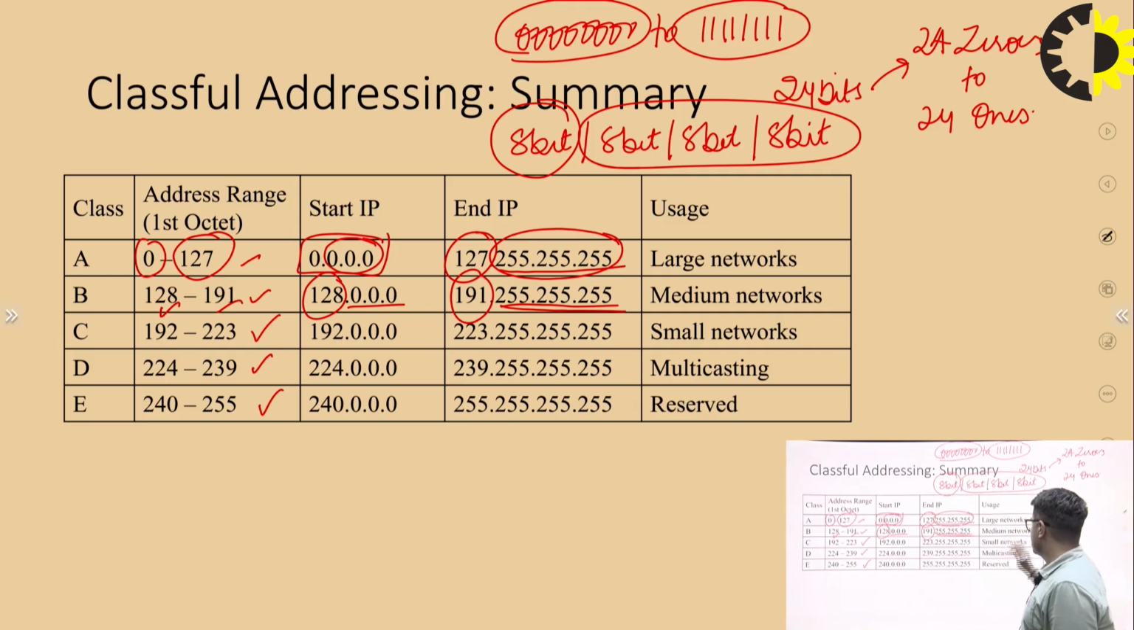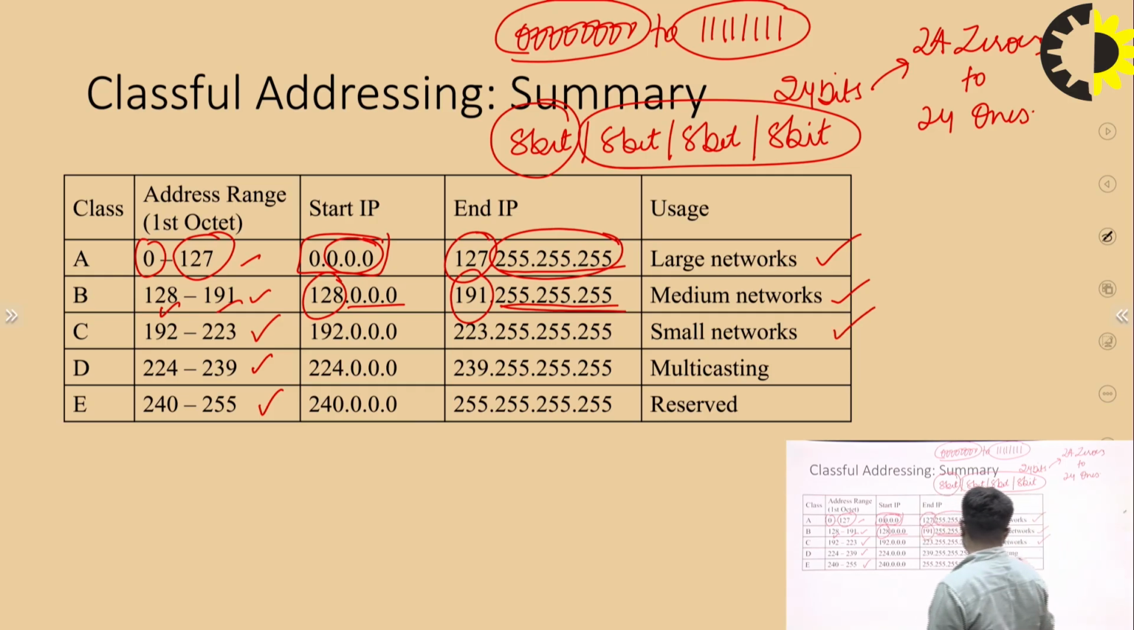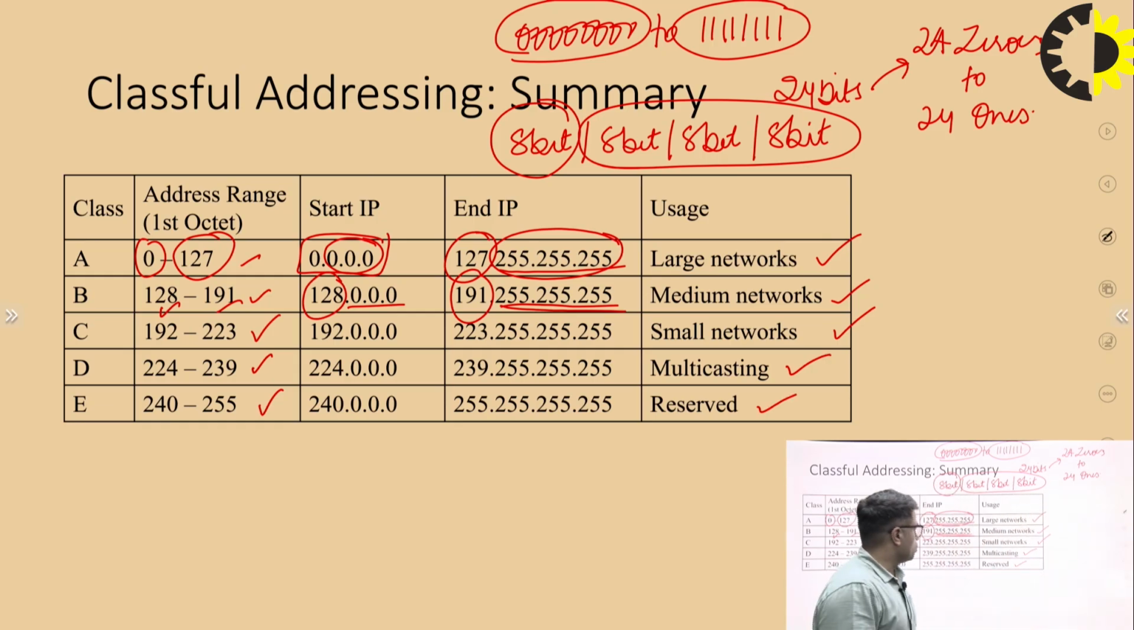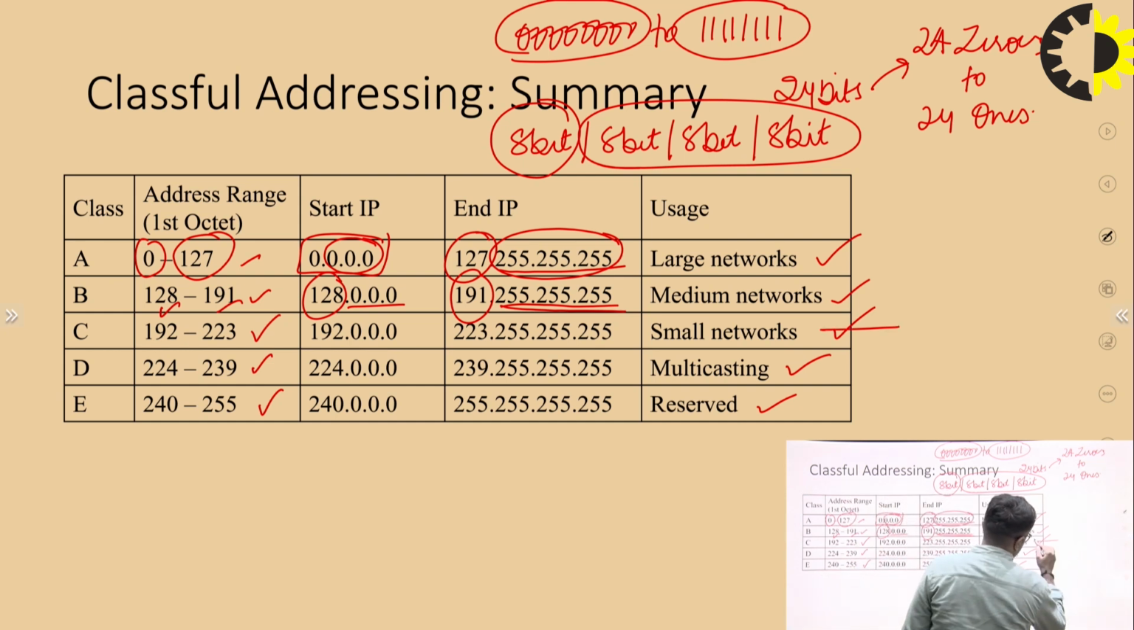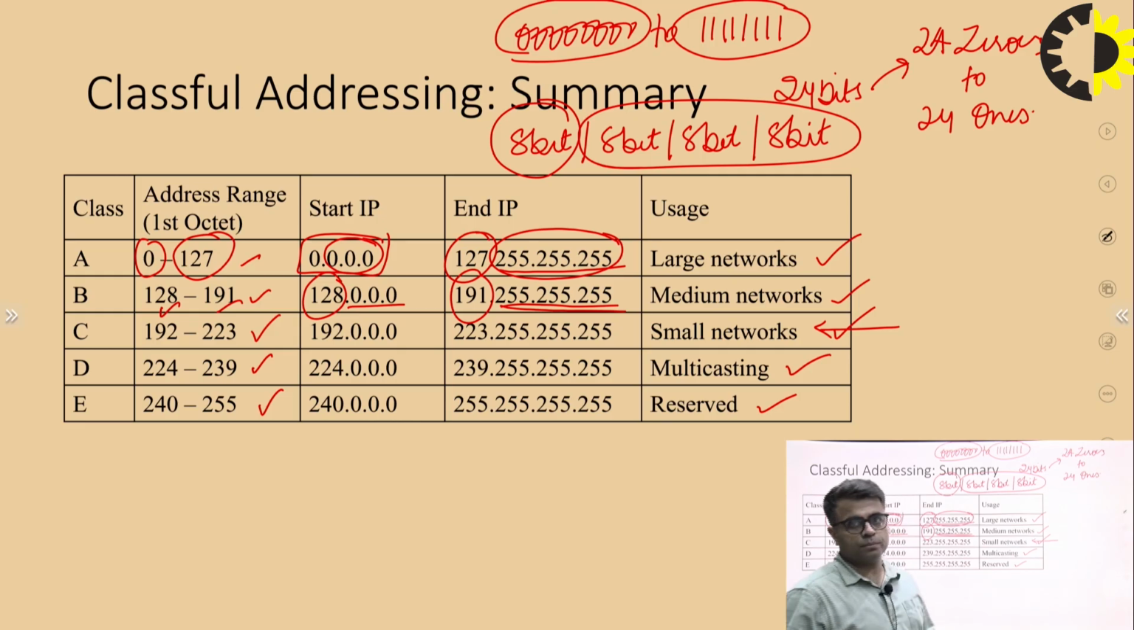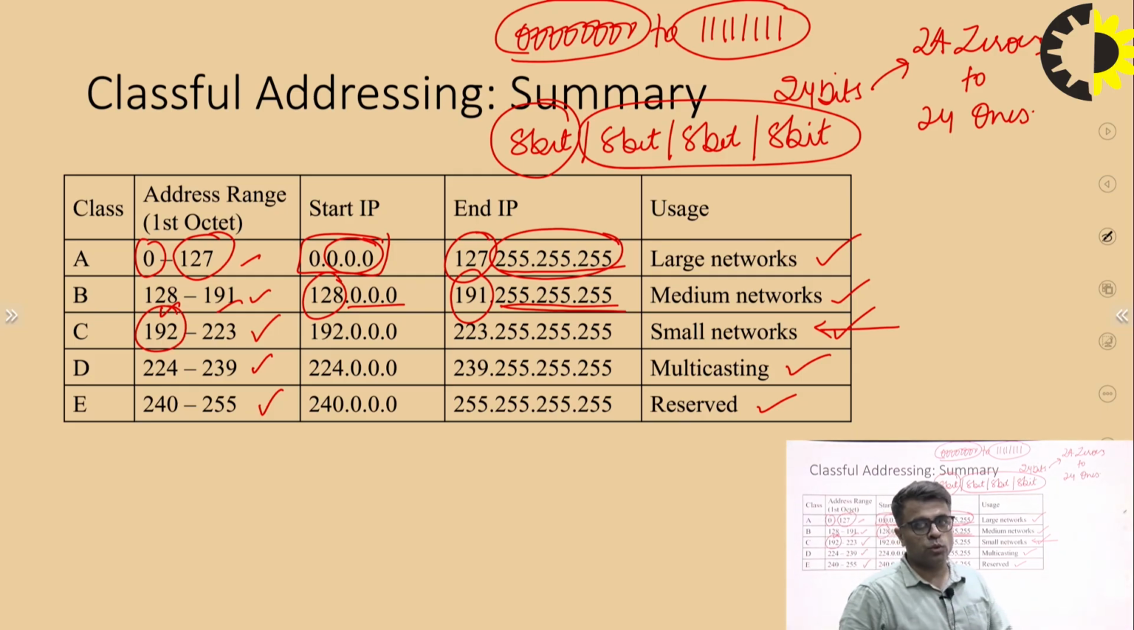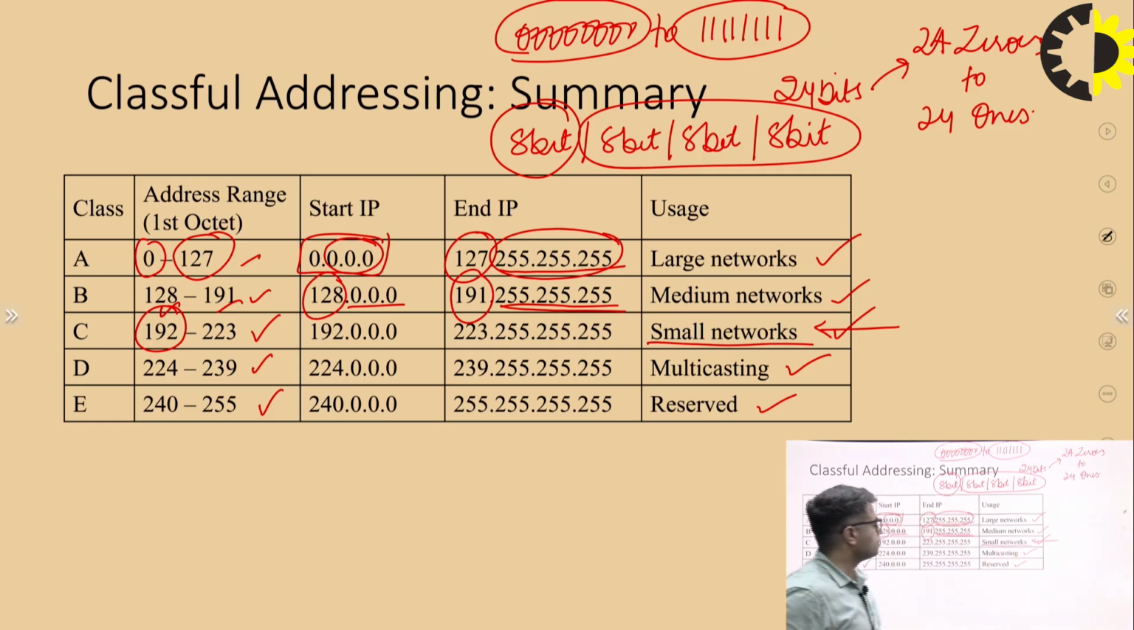Okay. So class A is suitable for large networks, class B is suitable for medium networks, class C is suitable for small networks, class D is suitable for multicasting, and class E is reserved, which is not being utilized right now. So in general, if we look at the IP addresses in our laptops or computers, we will see that they must be starting with around 192 or more. That means most of us are using class C IP addresses in small networks. Okay.